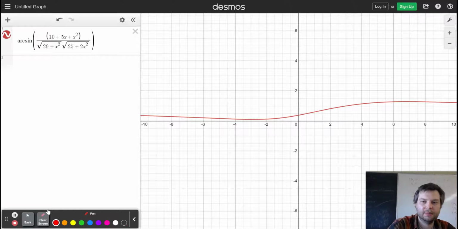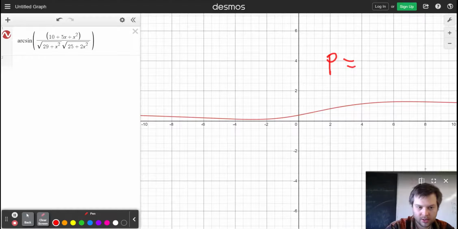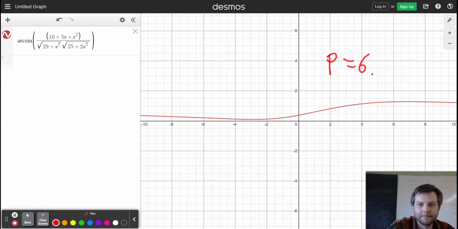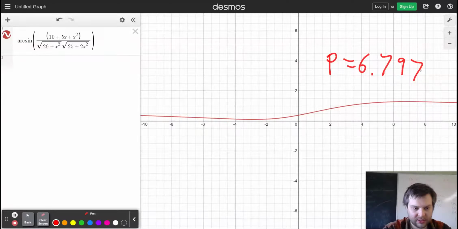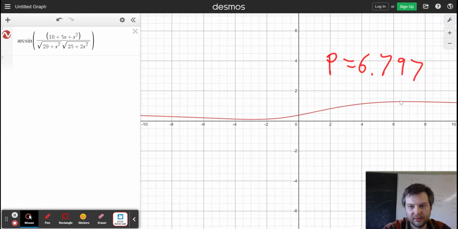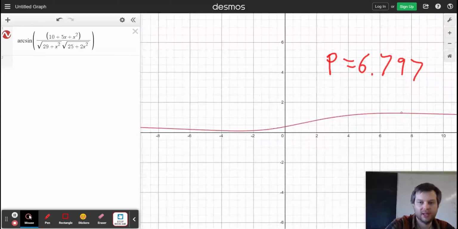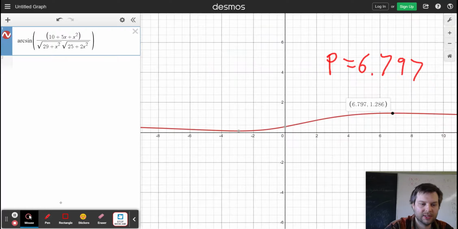So we can say that the p value is equal to 6.797. And then that means that if we take that value and substitute it into the arcsine, it'll tell us the value here of the angle, which is 1.286. And that is if you measure it in terms of radians. So the theta max is 1.286 radians.